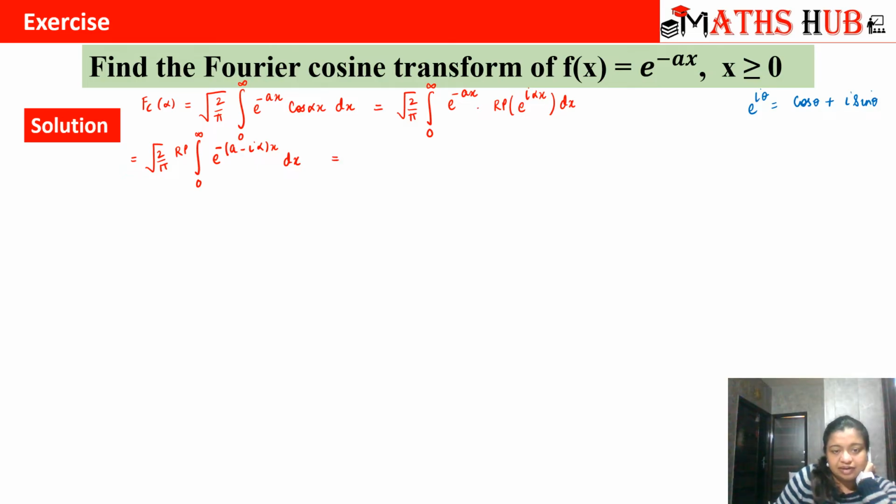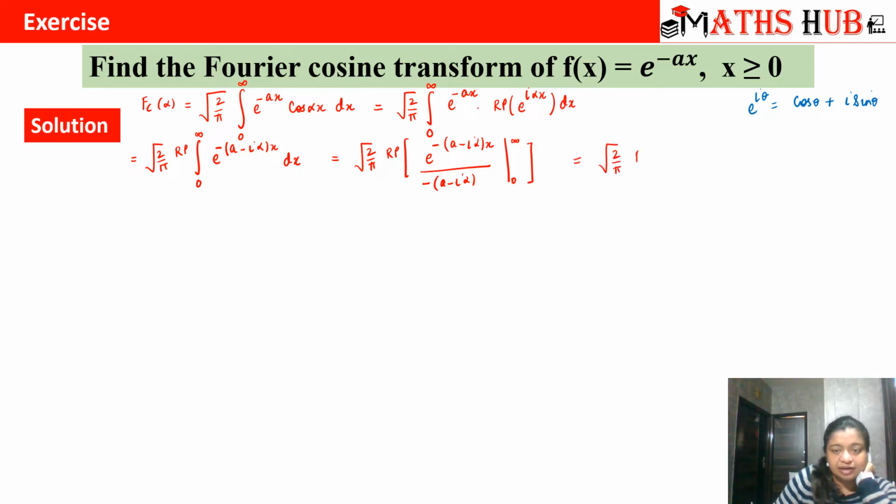Now, very well, we can do this integral. This is under root 2 by pi, real part of the integration will become e to the power minus of a minus iota alpha x divided by minus of a minus iota alpha, limits from 0 to infinity, right? So now, what is this?